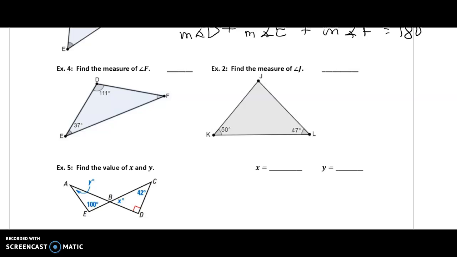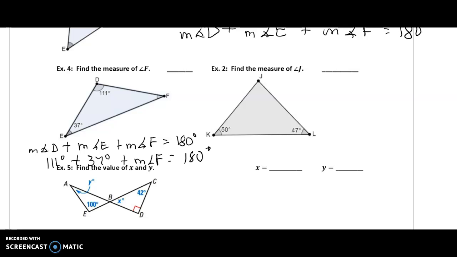Let's take a look at example number 4. It says find the measurement of angle F. Again, using that interior angle sum theorem, we're going to set it up as the measurement of angle D plus the measurement of angle E plus the measurement of angle F is equal to 180 degrees. And then we do the substitution for the given angles. And doing our algebra, we find that the measurement of angle F is equal to 32 degrees.